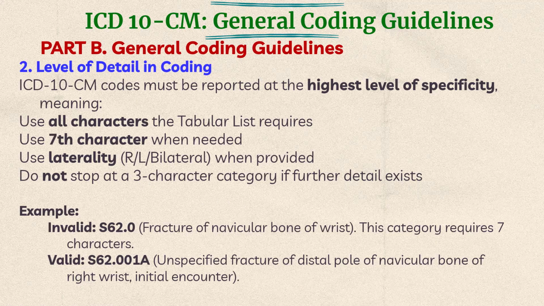For example, in a condition like fracture of navicular bone of wrist, you can't just code S62.0, because this category requires 7 characters. So the valid code is S62.001A. That is the initial encounter code. This means unspecified fracture of distal pole of navicular bone of right wrist, initial encounter. So you have to code fully.